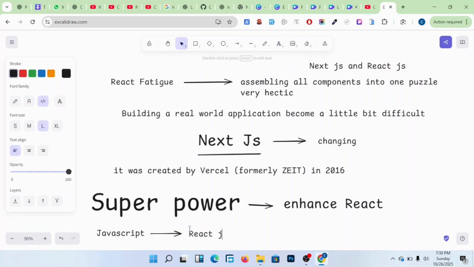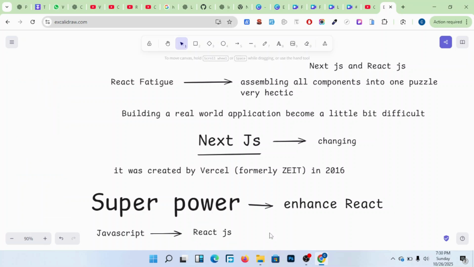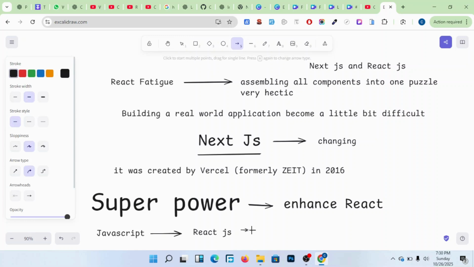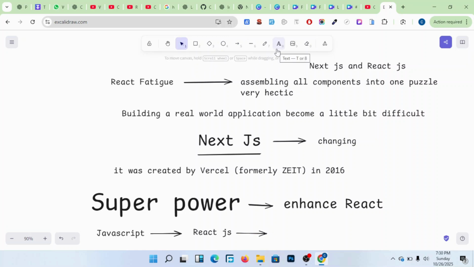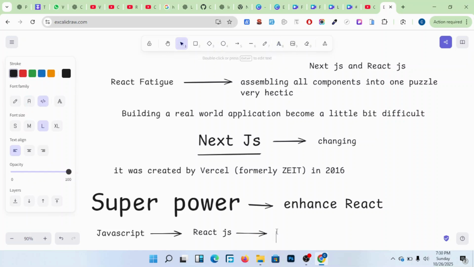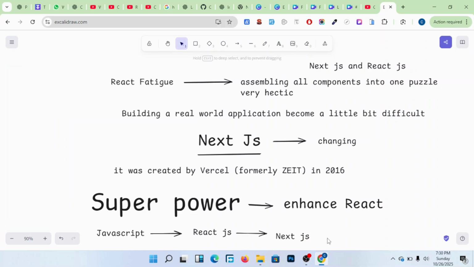But when we were using React, there were still some challenges that remained. Then another one came up and said, maybe we can enhance React. That's when we bring in Next.js. Next.js is built on top of React, and this one made React very powerful.